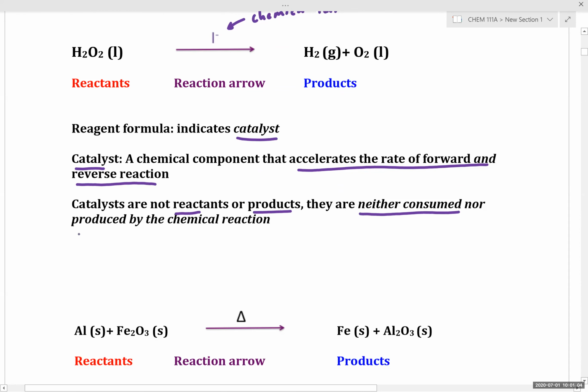So for example, if we have sodium solid reacting with chlorine gas, we generate 2 molecules of sodium chloride solid. On the left-hand side, we have 2 sodium and 2 chlorine. On the right-hand side, we have 2 sodium and 2 chlorine. So as we can clearly see, we have the same number of atoms of each element before and after our reaction.